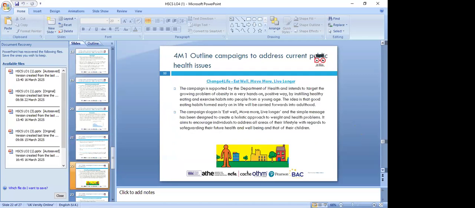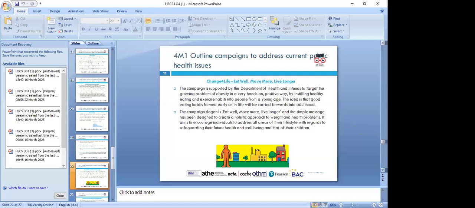Okay. Change4Life, eat well, move more and live longer. These are campaigns supported by the Department of Health, and they intend to target a growing problem of obesity in a very hands-on, positive way, by instilling healthy eating and exercise habits into people from a young age. The idea is that good eating habits formed early in life will be carried forward into adulthood. The campaign slogan is "Eat well, move more." In other words, exercise more, walk more, and live longer.